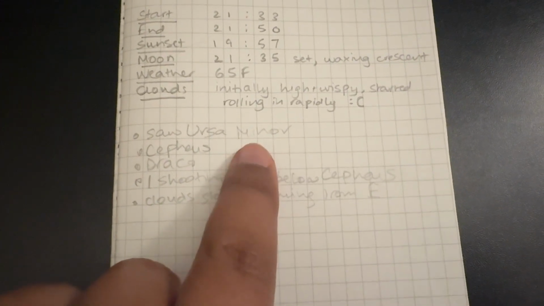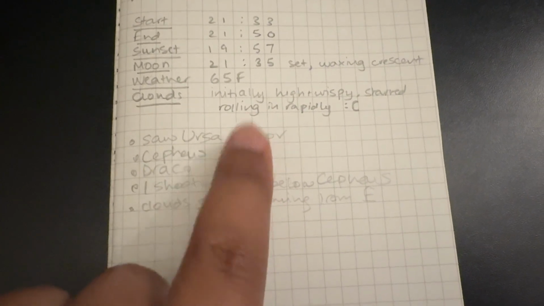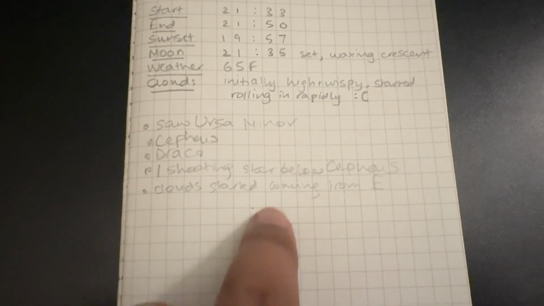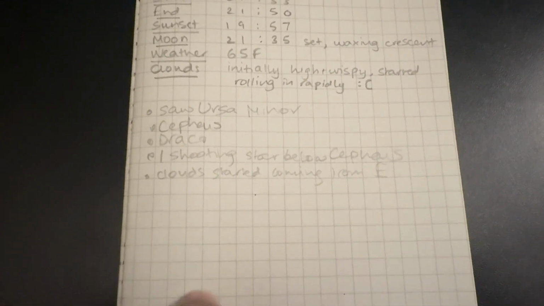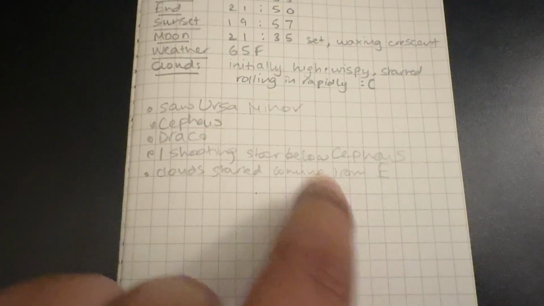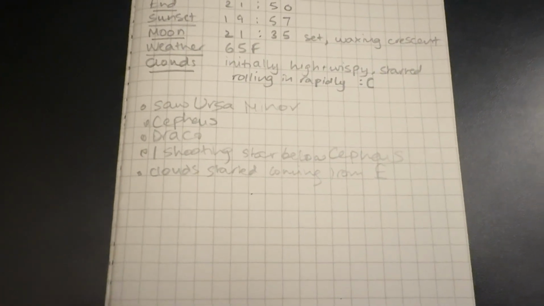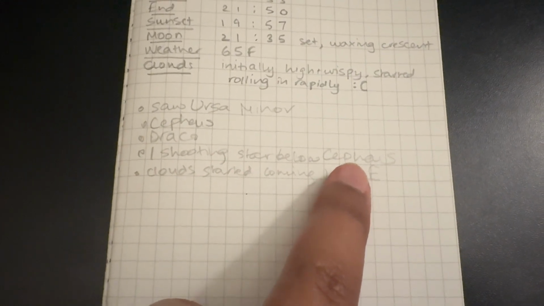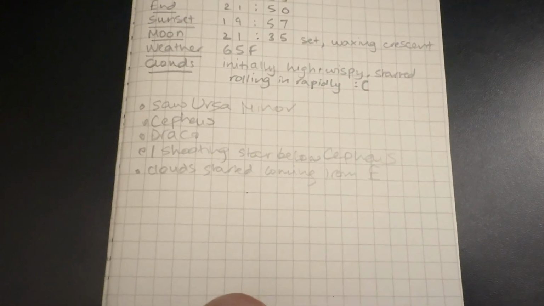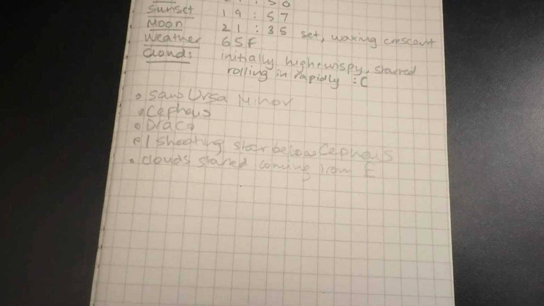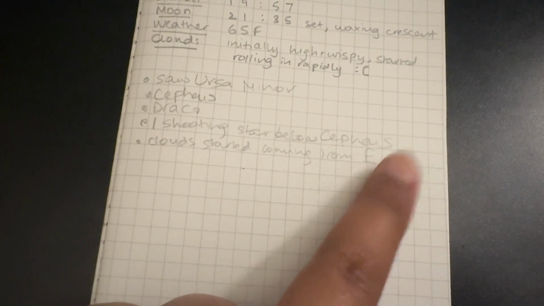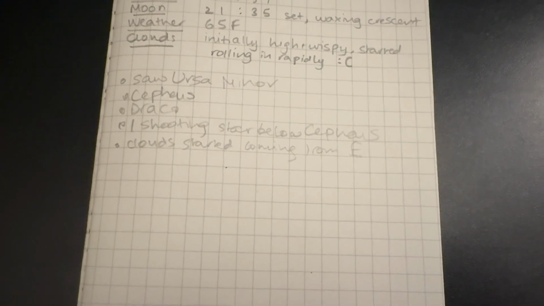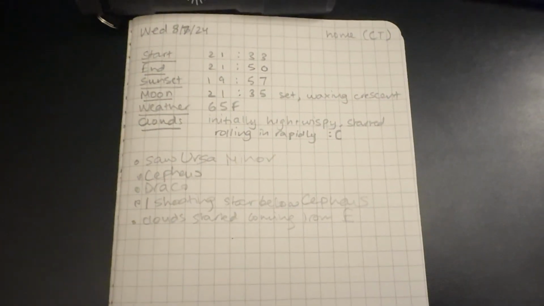But in the time that the skies were clear, I did see Ursa Minor, I saw Cepheus, I saw Draco. I was trying to learn Draco's winding head shape, and the way that the tail loops down. I was trying to identify those stars. I did see one shooting star that was in the constellation below Cepheus, and so that was really cool. I definitely have to say that was the highlight of my observing session. And then sadly the clouds started coming in, and so that put an end to my stargazing.